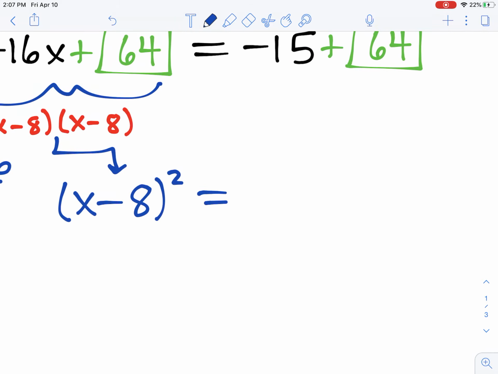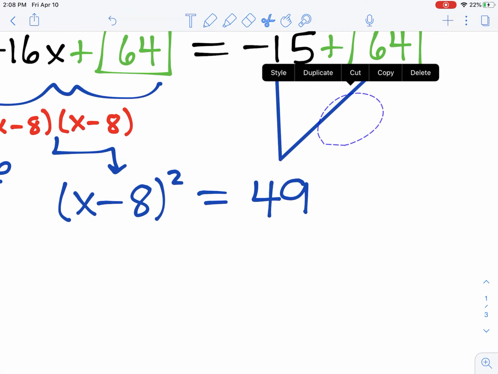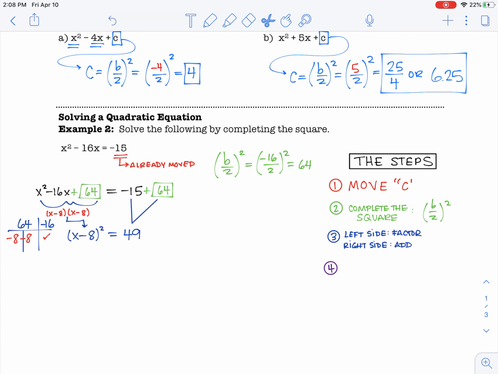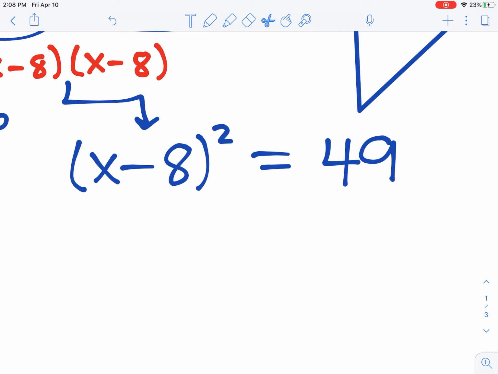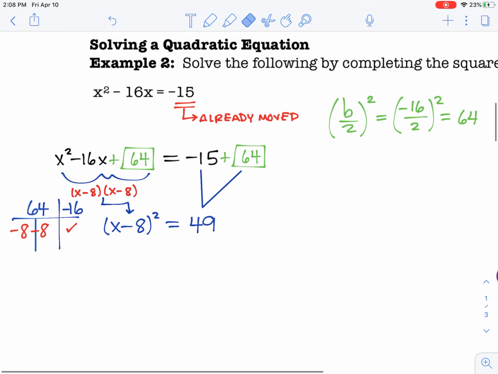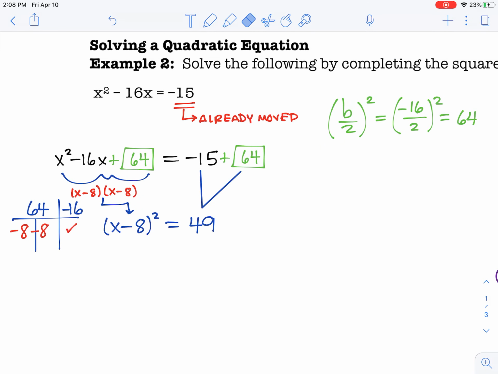On the right-hand side, you just need to go ahead and add negative 15 and 64 together, and we should get 49. At that point, we technically are done completing the square. The whole goal, and this is kind of what it looks like on con, is to figure out which number should go here and what value should be on the other side. This is where completing the square in essence stops.